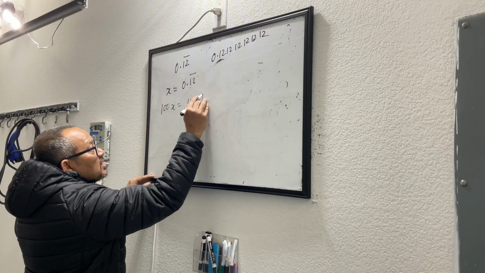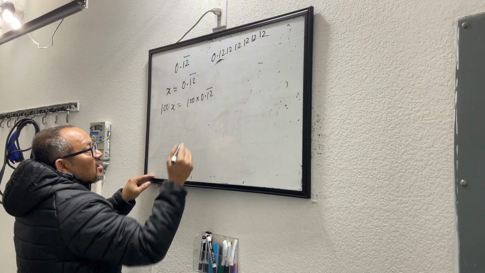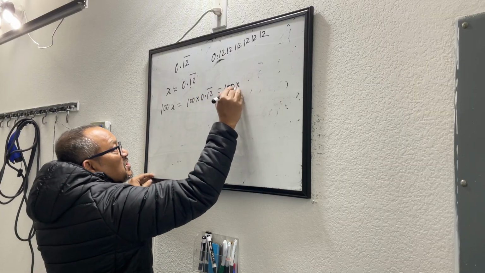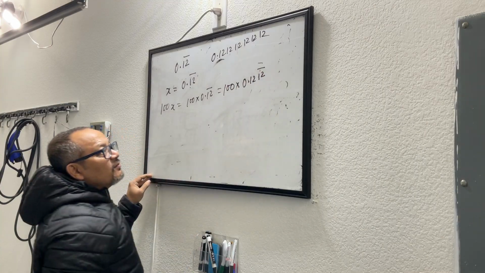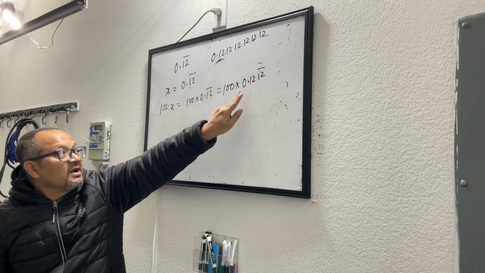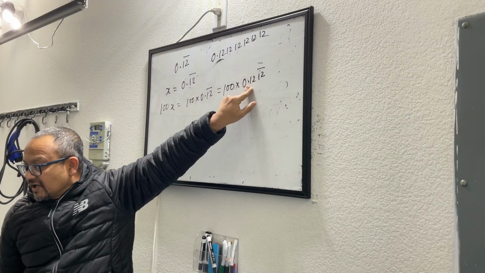100 into 0.12 recurrence, or 100 into 0.12, and then let's have one recurrence and then the one combination of these 2 digits and then the recurrence.